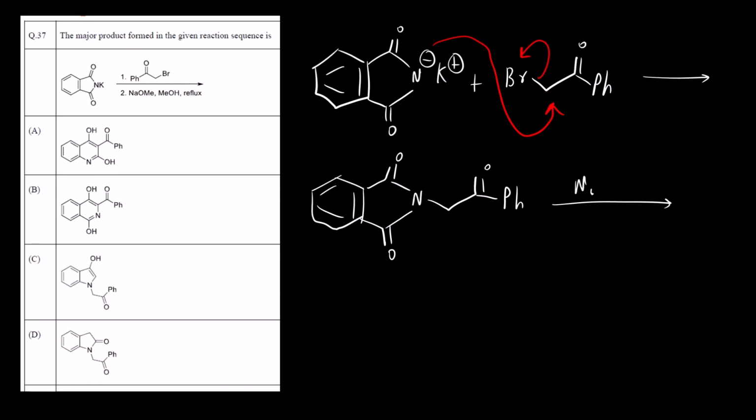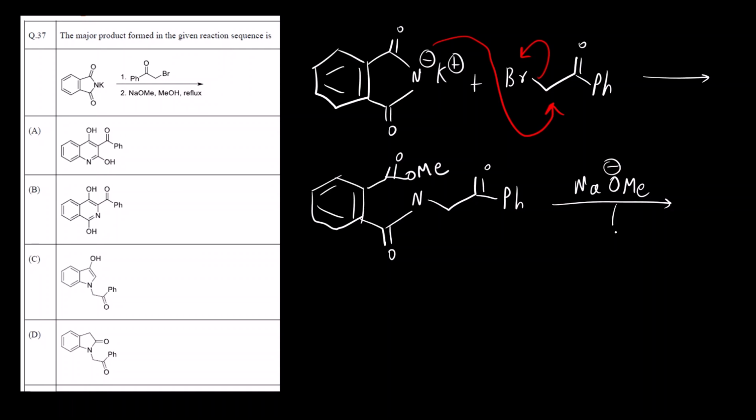We add NaOMe. Okay, this can act as a nucleophile. OMe will attack here. This will open up O minus. The negative charge will come back and this bond will break like this. So what do we get? We get a negative charge on nitrogen. That will pick up a proton and it will become an amine. So what do we get here? Here we get an ester, C double bond O, OMe.